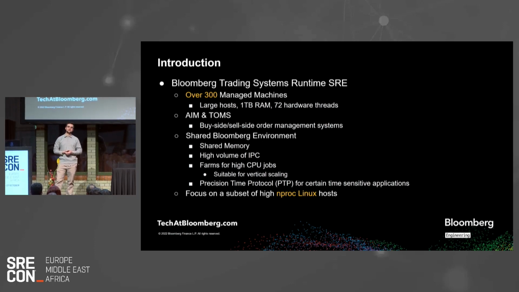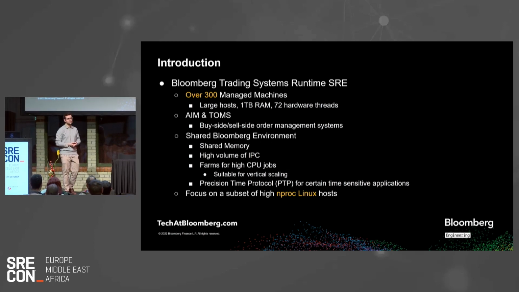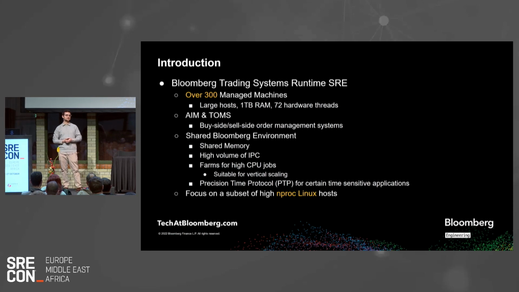Two of the biggest products that we support are AIM and TOMS. These are the buy-side and sell-side order management systems, respectively. And for those of you without a background in finance, roughly speaking, people on the buy side want to buy securities, and people on the sell side want to sell securities. And those are what those two products do.